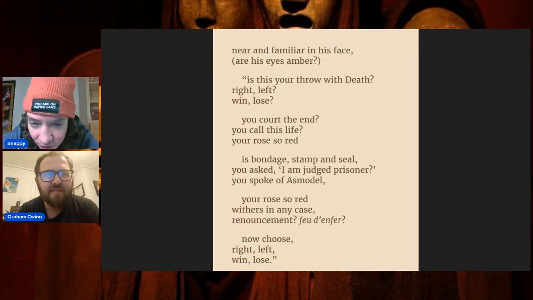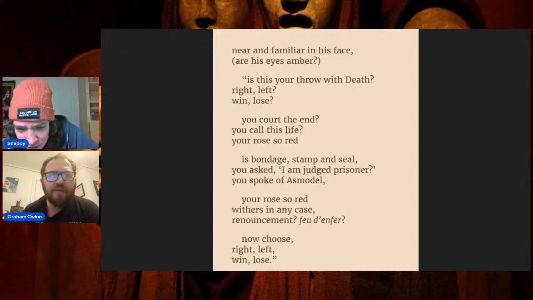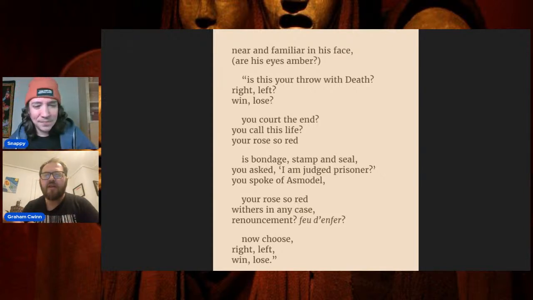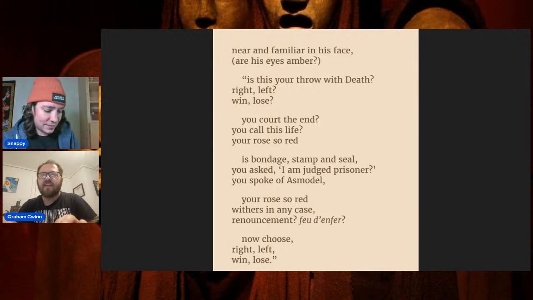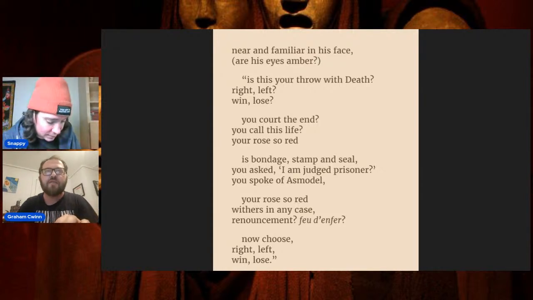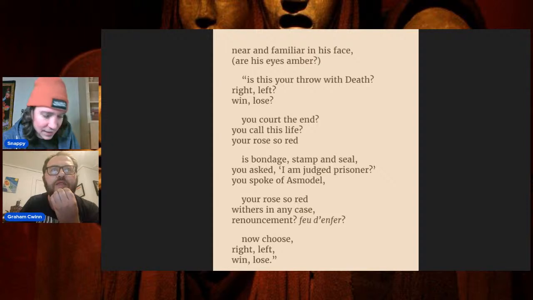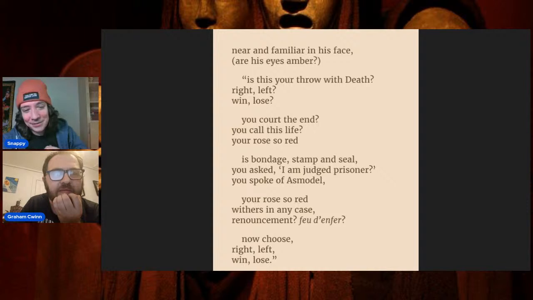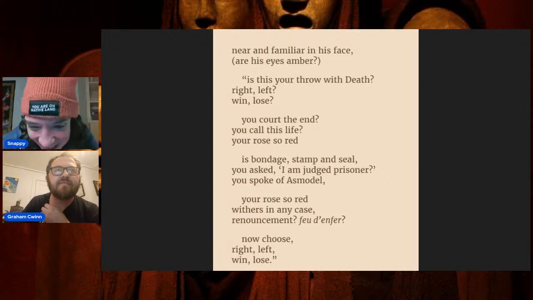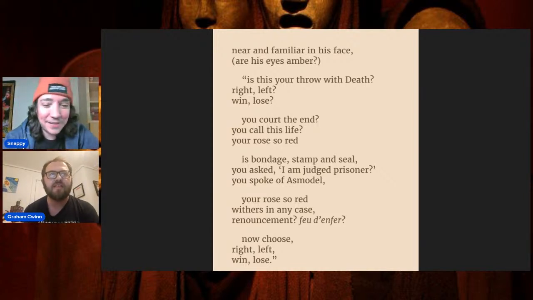Renouncement, feu d'enfer. Do you know what that means? Let's find out. Yes, well, ask Google Translate. I'm not the best with French. Sorry, guys. I know a little bit of French, but it's not my forte, admittedly. Let me Google it real quick. Okay. So enfer is the noun hell. Fires of hell. Wow. Yeah. Okay. Usually when I think of hell, I think of Labat. Okay. Fires of hell. Holy shit.